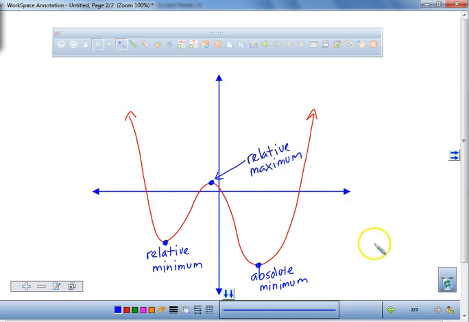Because technically there is no absolute maximum because the right-end behavior is going to positive infinity, and the left-end behavior is also going to positive infinity. Okay? So you guys need to know what these mean on this assignment and for your quiz tomorrow. You need to be able to identify those. Okay?